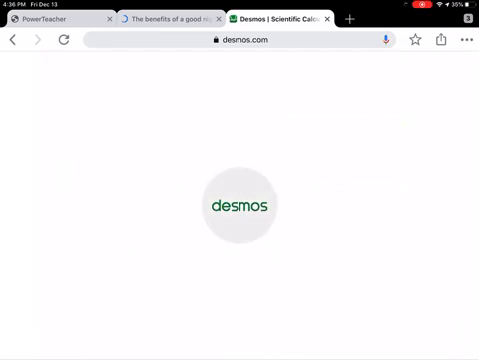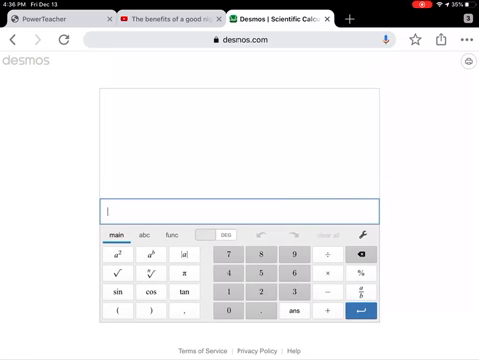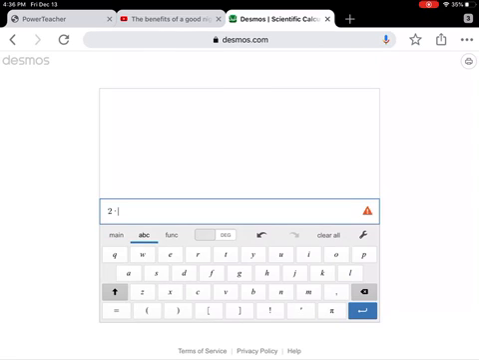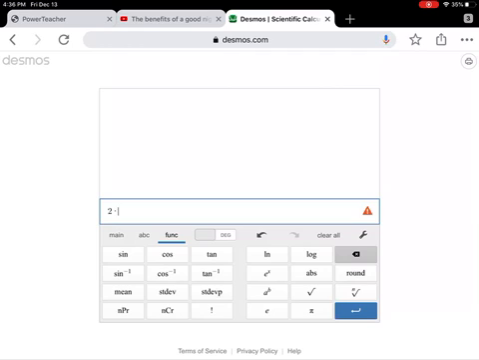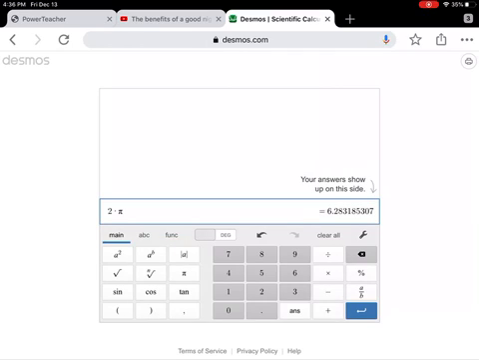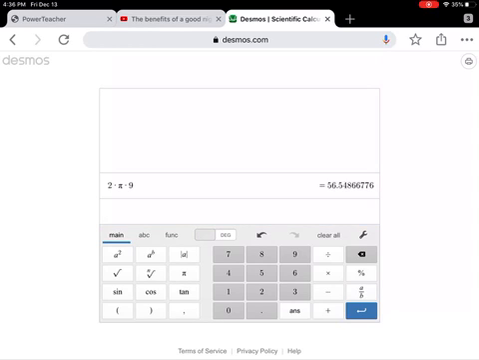And I'll go to the scientific calculator. So if I were going to solve this on my scientific calculator, I would do 2 times pi. Let's see, where do we find pi here? There's pi. And then times 9. So that's still rounded. It's rounded to this 6 here.